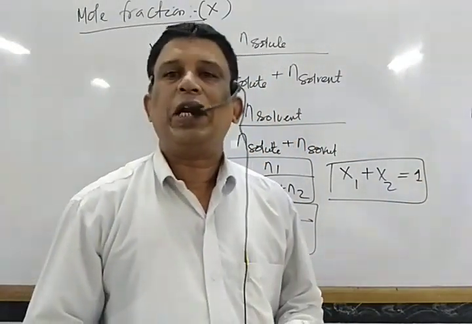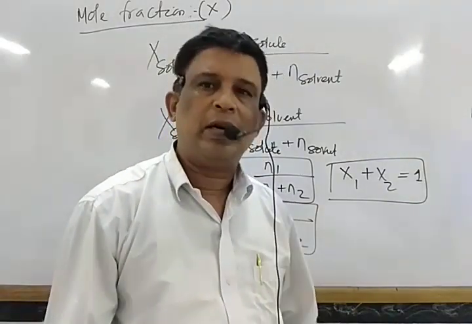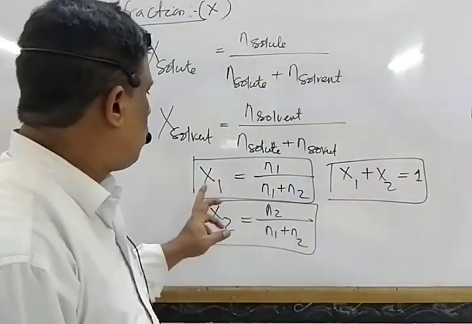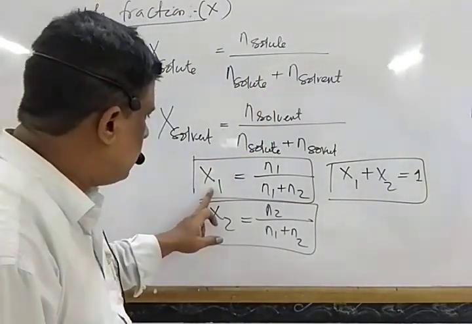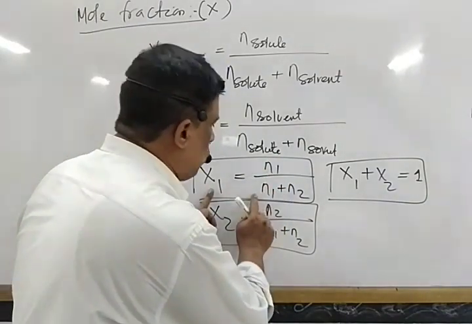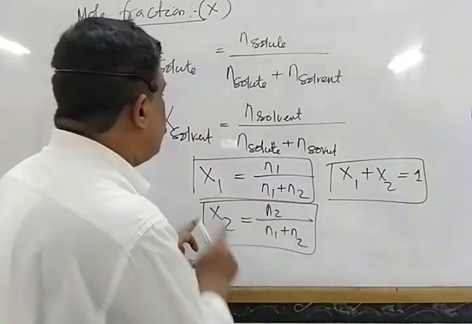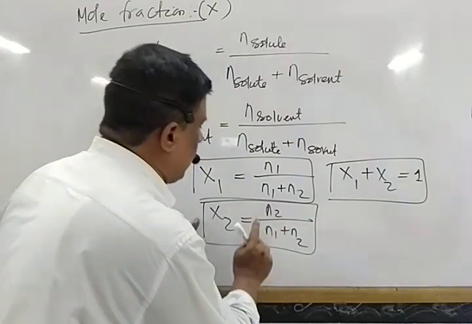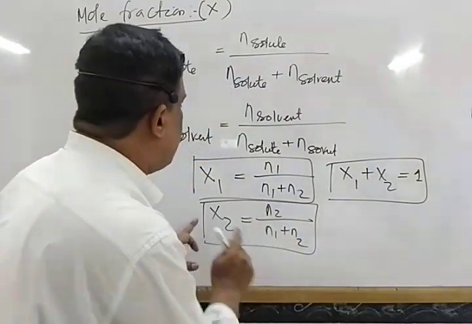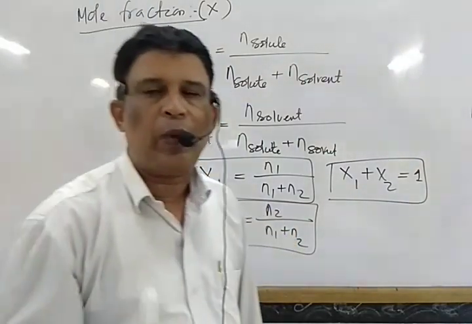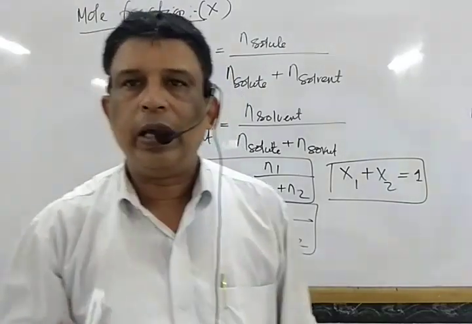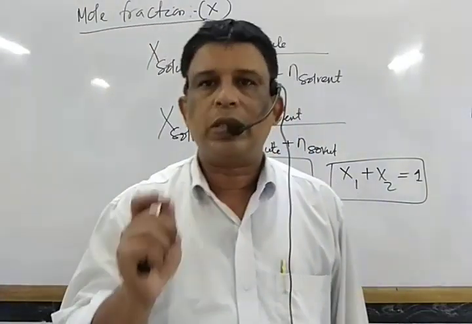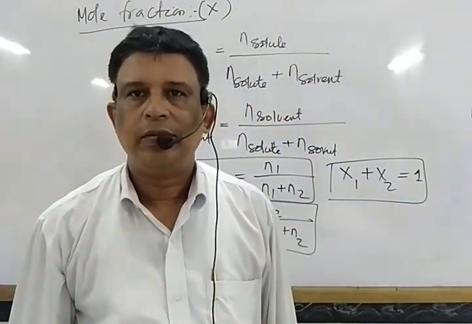If we select a ternary component, a similar formula is there. For a ternary component, X1 is equal to N1 by N1 plus N2 plus N3, X2 is equal to N2 by N1 plus N2 plus N3, X3 is equal to N3 by N1 plus N2 plus N3.